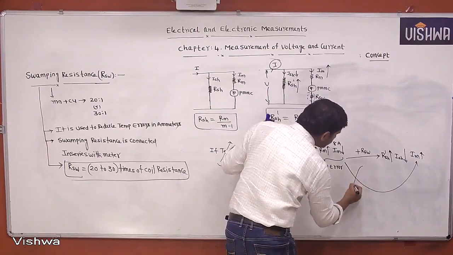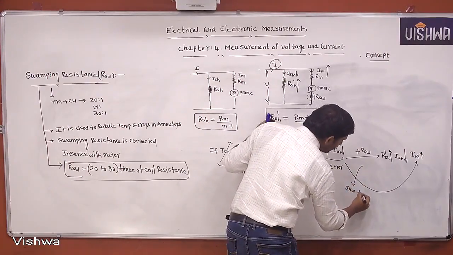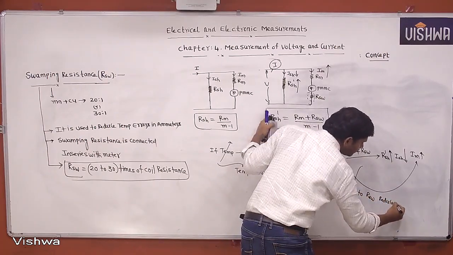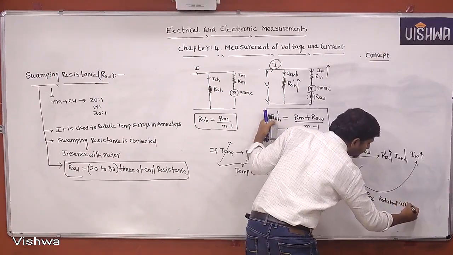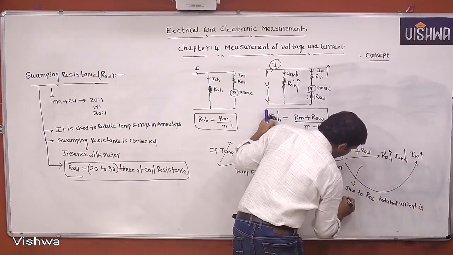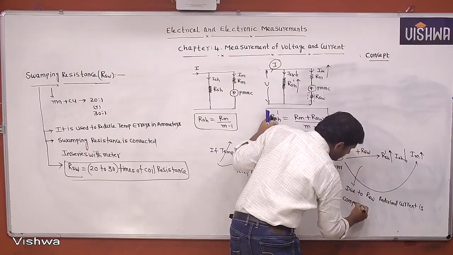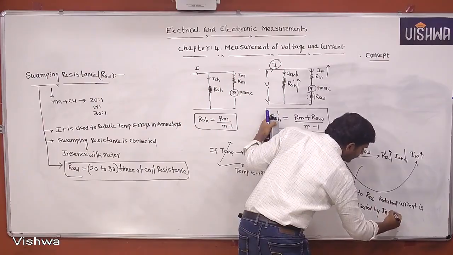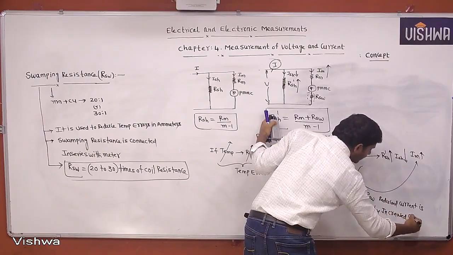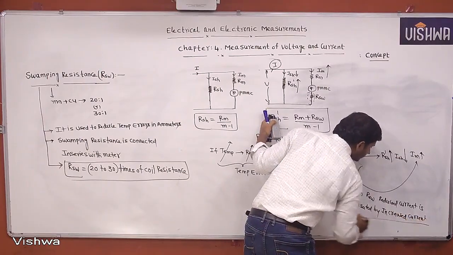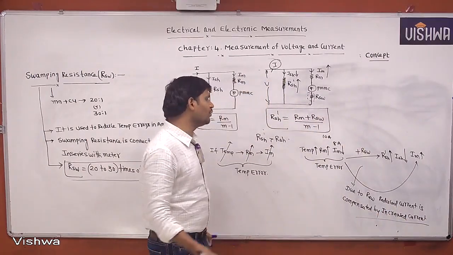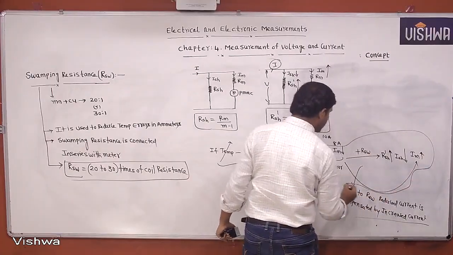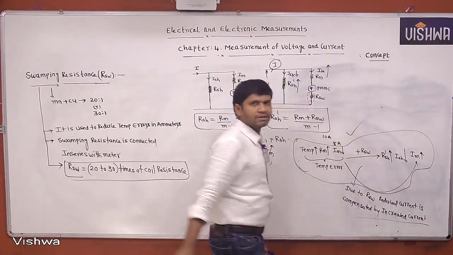Therefore, due to swamping resistance, due to RSW, reduced current is compensated by increased current. Okay, this is called temperature compensation. This is a theoretical proof of how the temperature error is reduced by connecting the swamping resistance. This is a theoretical proof that you concentrate on.